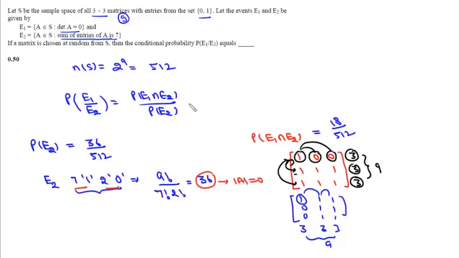So now we have to find this conditional probability. This conditional probability will be 18 by 36, which is 1 by 2, and that is 0.5, and that is the answer to this question.